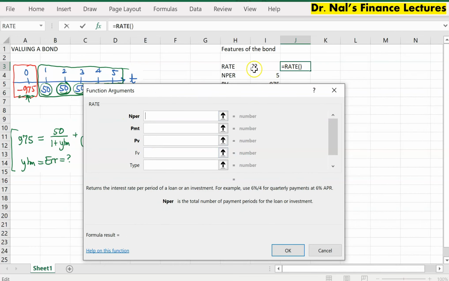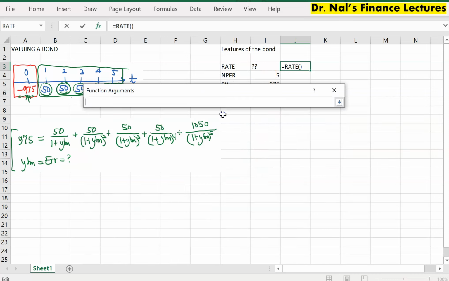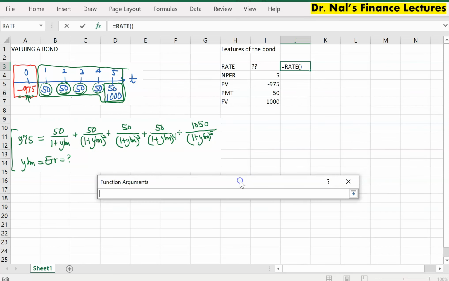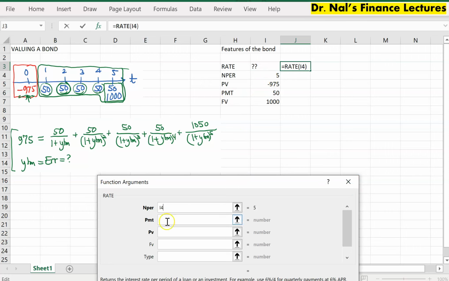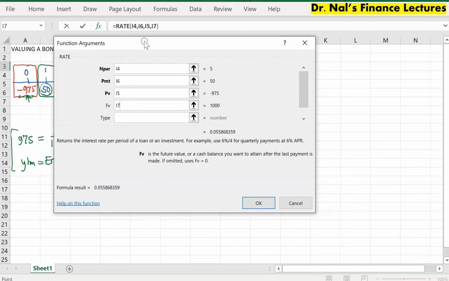Okay, so the question mark is at the rate. Next is number of periods. So you can directly refer to the cell here, or you can click on this and look closer right here, this number. And then I can click back. Then the payments. Alternatively, you can directly click it. As long as the number shows up, you're in good shape. The present value, the current price of the bond, the future value of the bond, and that's pretty much it. So we're ready to click OK.